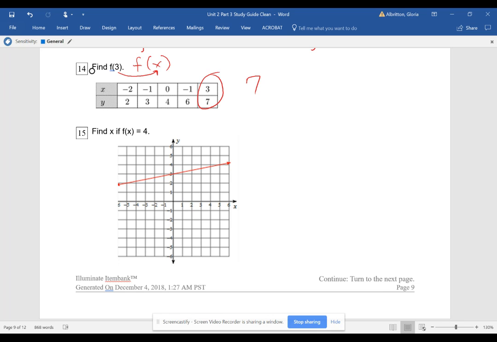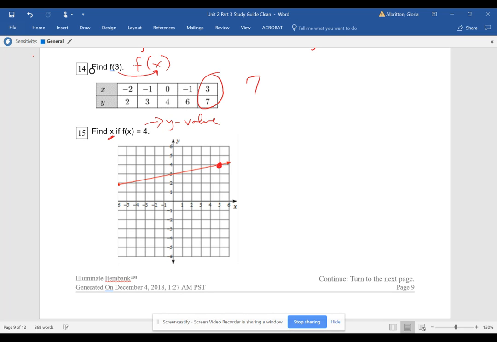Number 15, they're asking the same thing. However, we've got a graph. So find x. This time they want us to find x. If f of x is equal to 4, that means the y value is 4. So what is the x value at that point? So let's see. f of x is equal to 4. So we want to go up to where y is 4 and go over to the line.